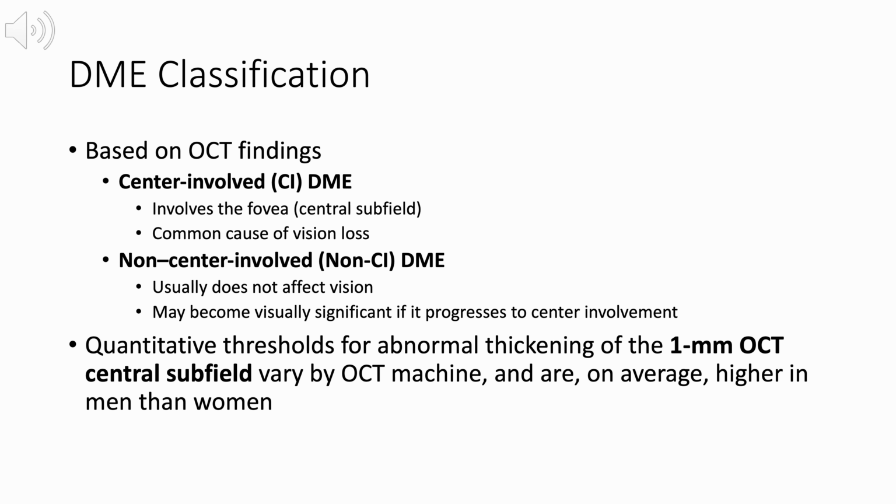The quantitative thresholds for what constitutes abnormal thickening of the 1 mm OCT central subfield vary by OCT machine, and they are on average higher in men than in women. There are two practical consequences. First, you cannot directly compare an absolute thickness value obtained on one device against the normative range of another, which is why serial imaging on the same machine is strongly preferable. Second, sex-based normative differences mean that a single universal cutoff number applied to all patients will misclassify some of them.